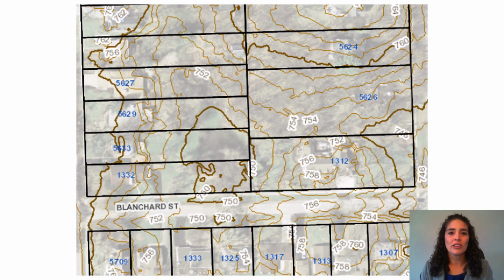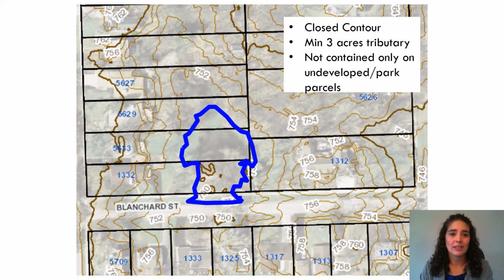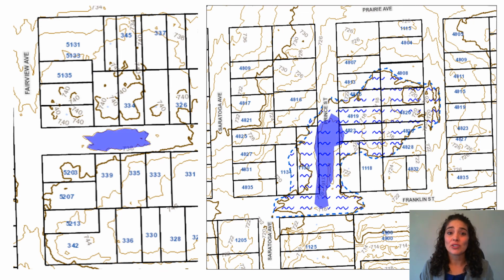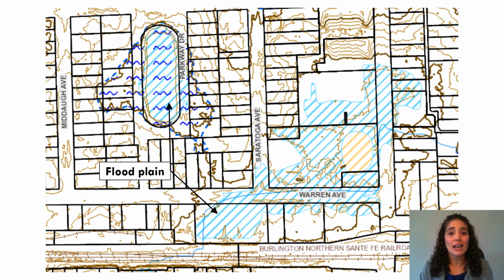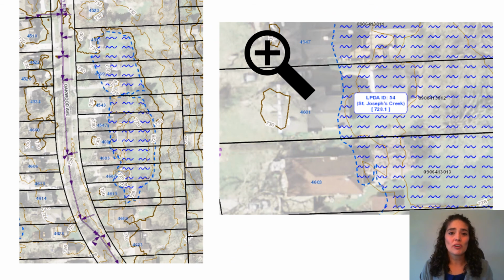So they decided to regulate some of the depressional storage areas if they had one closed contour on the topographic map, had a minimum of 3 acres of drainage area to it, was not contained solely on an undeveloped parcel or a park-owned parcel, was not contained solely on public right-of-way, or was not contained mostly within the regulatory floodplain. That reduced the number of depressional storage areas that were then hydraulically modeled to establish a base flood elevation. The community then codified these areas and regulated to them similarly to the floodplain.